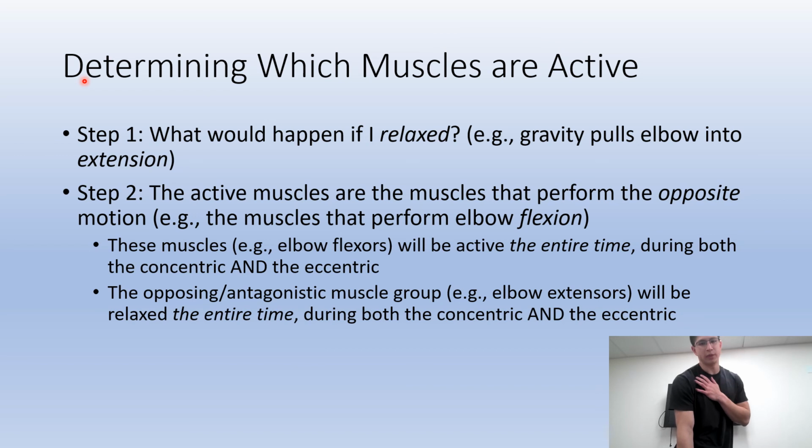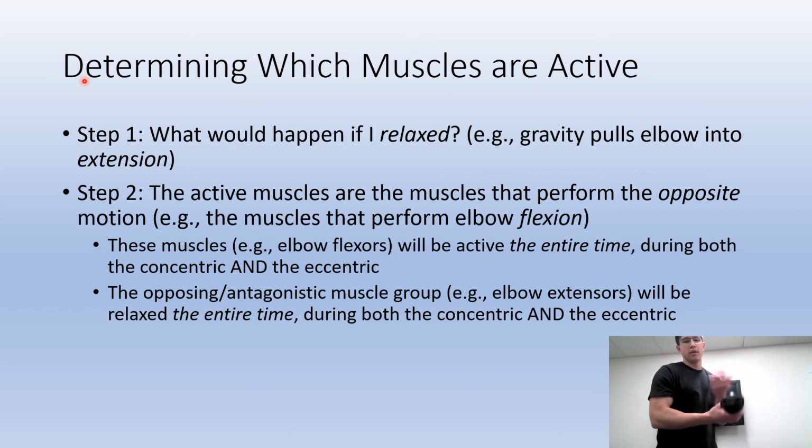Step two is super simple. We know that the active muscles are the muscles that perform the exact opposite motion. So in this case, if when I relax, gravity pulls me into elbow extension, the active muscles are going to be the muscles that cause elbow flexion, so the biceps or the elbow flexors. Keep in mind, these elbow flexors are going to be on the entire time, so they're going to be on during the concentric and during the eccentric.